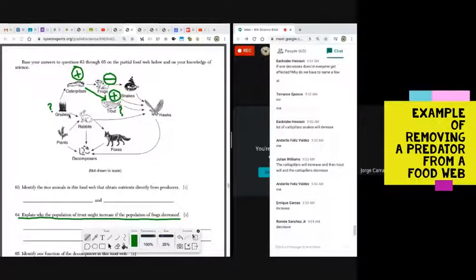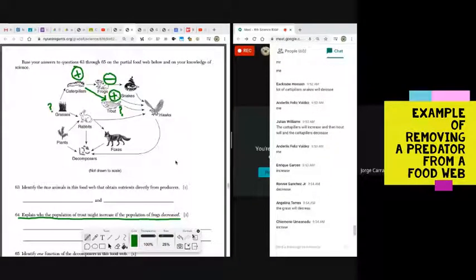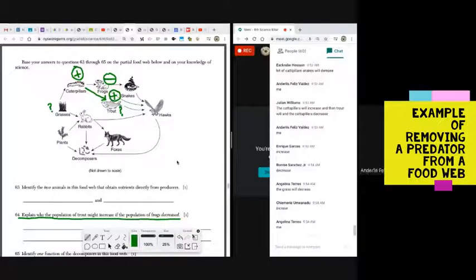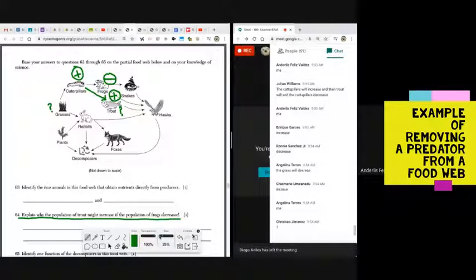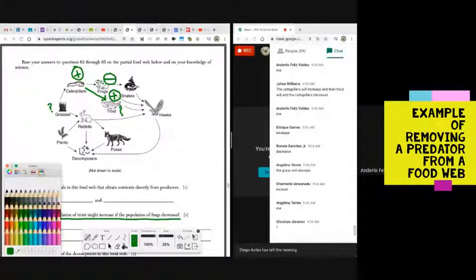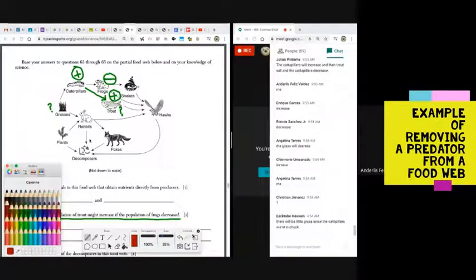Anybody want to answer? Okay, Anderlis, you want to unmute yourself? What's up? Increase. I see a lot of increase and decrease. The grass will decrease because there will be more caterpillars that eat it, and then the rabbits wouldn't have that much food.